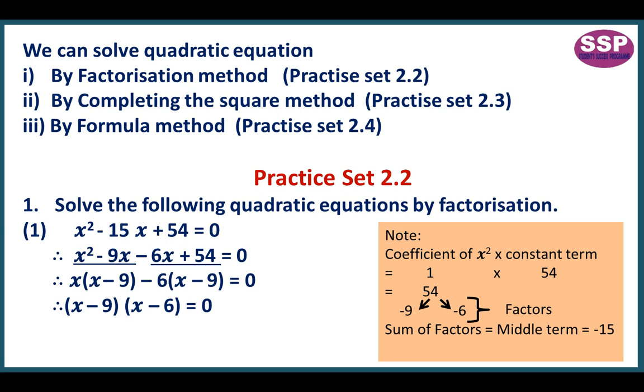Now the product of the two brackets is equal to 0. That means one of the brackets should be 0. Therefore x minus 9 equal to 0 or x minus 6 equal to 0. Therefore x equal to 9 or x equal to 6. Okay.